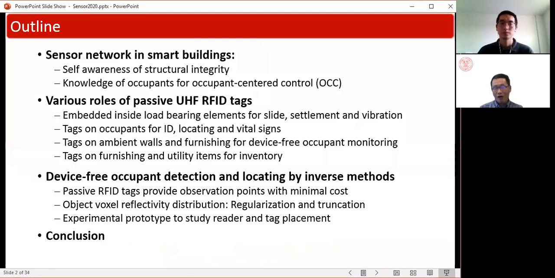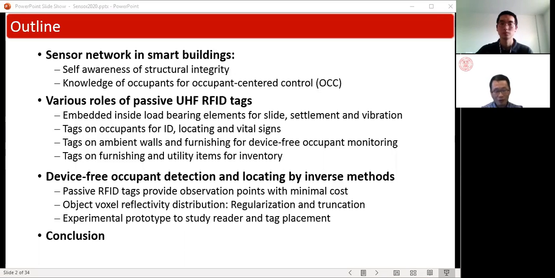The outline of the talk is that the talk will be in two parts. The first part, I'll tell you more about the vision and the work, how RFID can be used in smart buildings. I'll cover a lot of the general introductions instead of technical details. In the second part, we'll use one point, specifically the device-free occupant detection, for the technical examples, covering the technology, both the hardware and the signal processing algorithm that's involved.